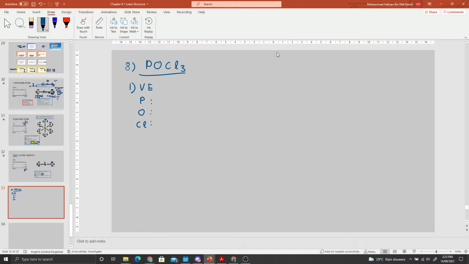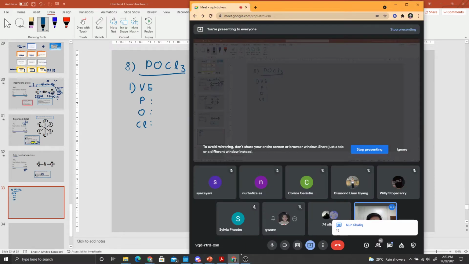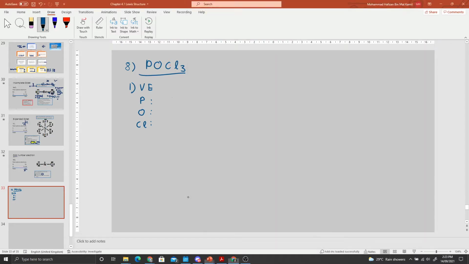Group yang ke berapa dalam periodic table? Tolong bagi tahu, saya tak nampak korang. Okay, group 15, and group 15 is having how many valence electrons? Should have 5, right? 5 valence electrons.